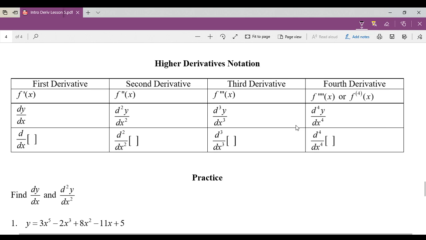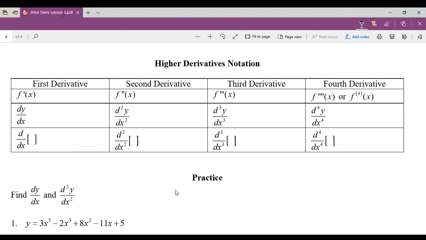All right, welcome back. So we're going to talk quickly about higher derivative notation here. The first derivative we can write as f prime of x or dy dx, or this would be operator notation. So take the first derivative of whatever you put in these brackets here. But we can actually talk about the second, the third, and the fourth derivative and so on. So what do their notations look like?